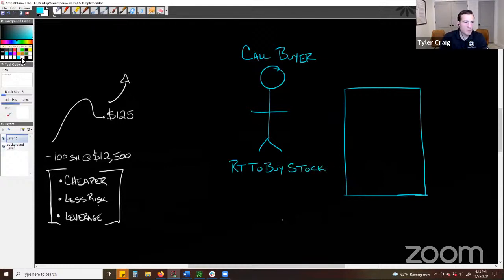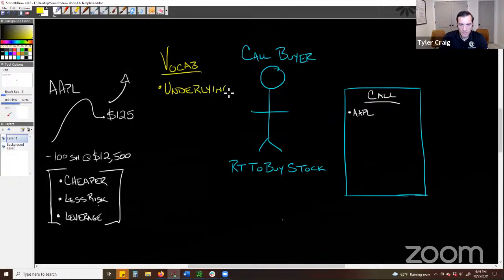In this case, I'm going to pretend like Apple is the stock we're talking about. So this call option, right? This is a call option. The stock that we're referring to is Apple. That's the stock it gives me the right to buy. Now there's a specific vocabulary term that we refer to this stock as, and that is Apple is known as the underlying. You guys can write underlying in the chat window if you want. Apple is the underlier. That is the asset upon which the contract is based.